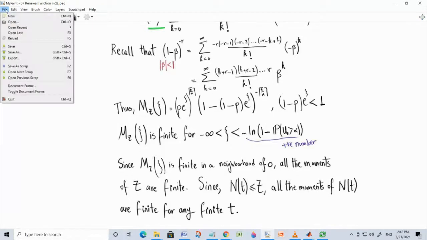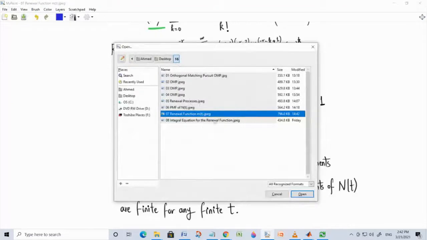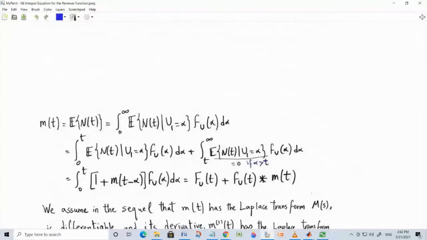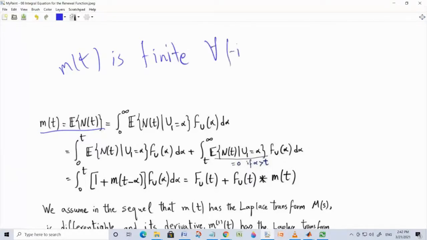So the expectation of N(t) is something you should not fear doing. This thing is defined, and N(t) is finite for every finite t. The expectation of N(t) is the renewal function, and it is basically lambda t if we talk about the special case of a Poisson random variable.